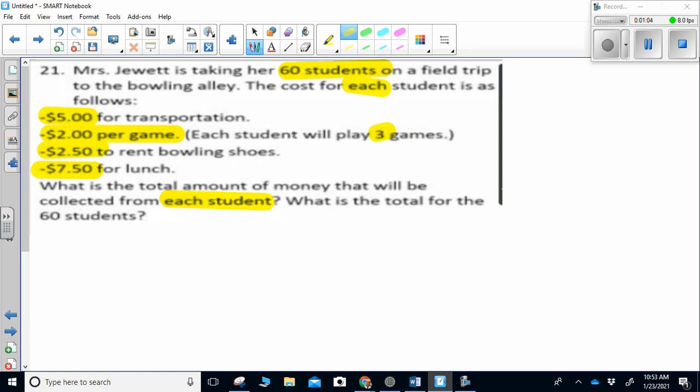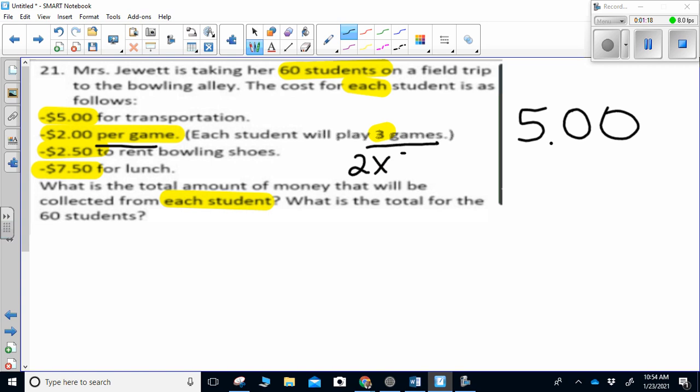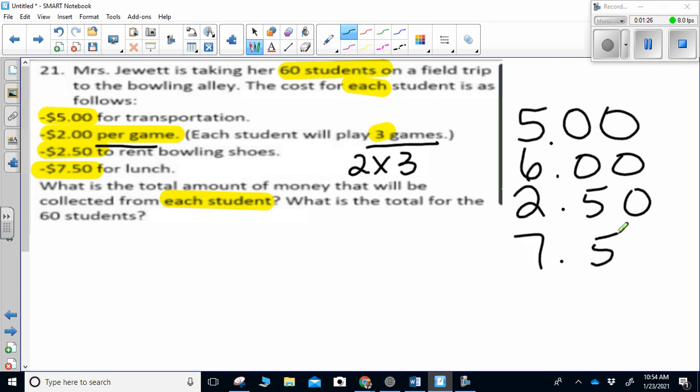So I know that for one person, I've got to pay $5 for my bus. So I've got 5.00. $2 per game, but they're playing 3. So I have to think about 2 times 3. So that's $6 to bowl. Then they're spending $2.50 to rent the shoes. Then they're spending $7.50 for the lunch. So this is for one kid.